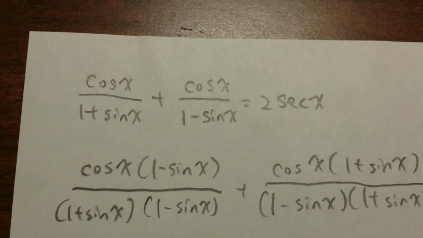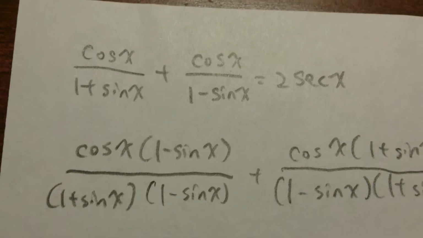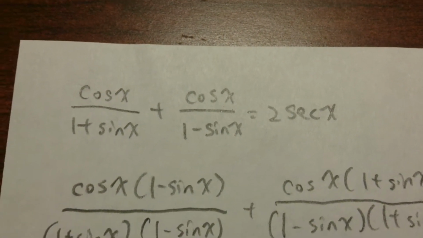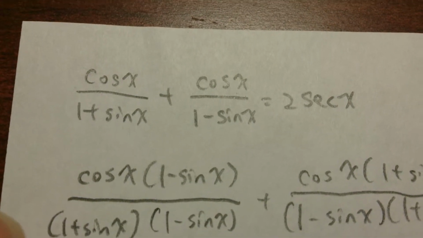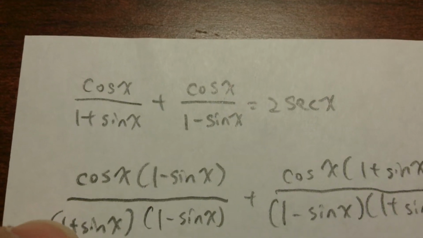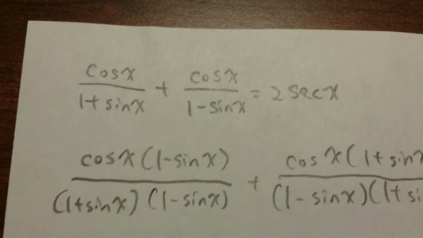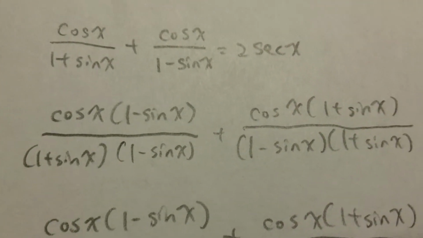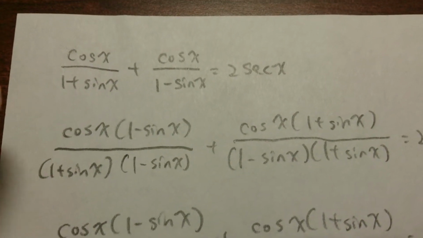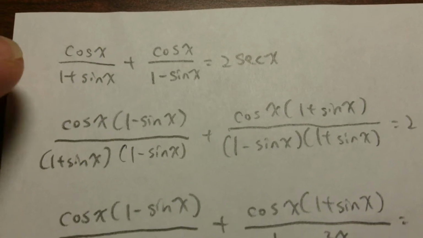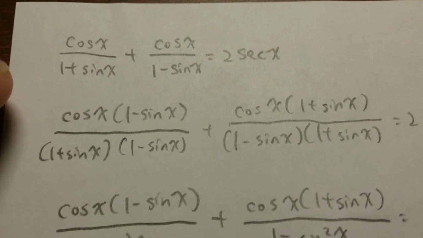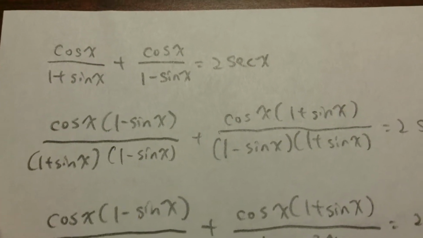So I'll be explaining as detailed as I can for this trig equation, which is cosine x over 1 plus sine x plus cosine x over 1 minus sine x equals 2 secant x. So the first step, we want to have a common denominator since we are trying to add two terms that have two fractions with different denominators together.